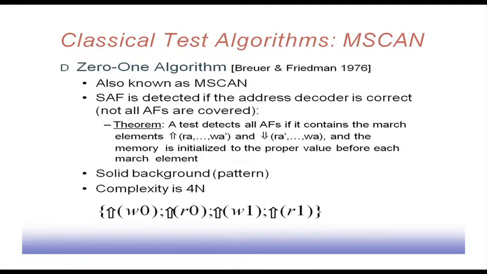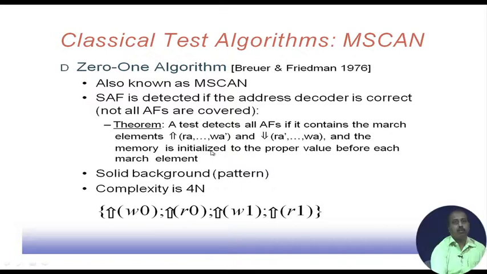There are many such march algorithms. The first one is known as the MSCAN algorithm, or memory scan algorithm, because it scans the memory from one end to the other end. This is also known as the 0-1 algorithm, and it was proposed long back, in 1976. Stuck-at faults are detected if the address decoder is correct. This is the property: it can be shown that if your address decoder is correct, then all the stuck-at faults can be detected.